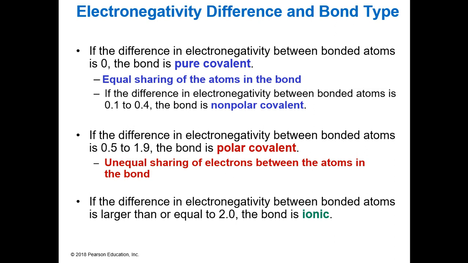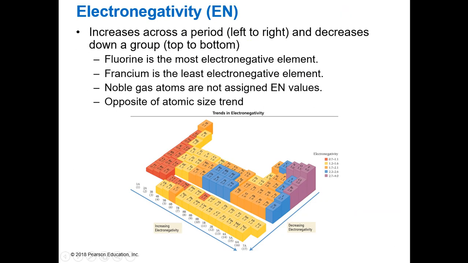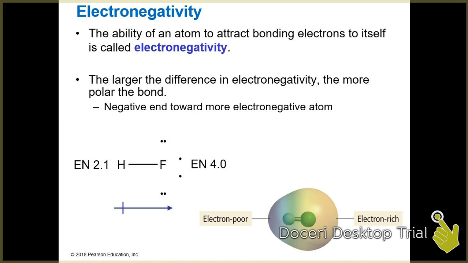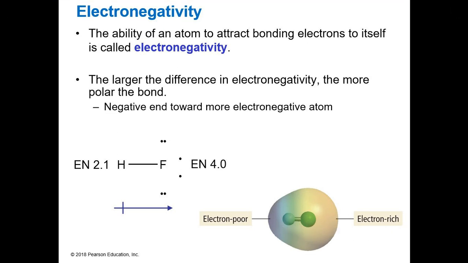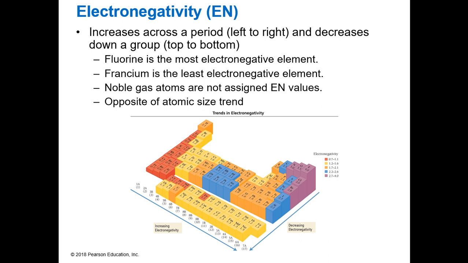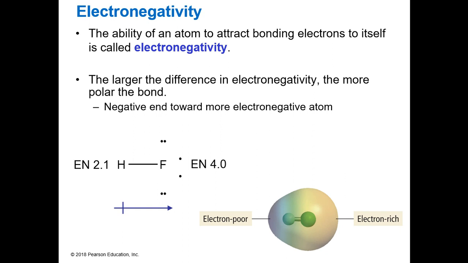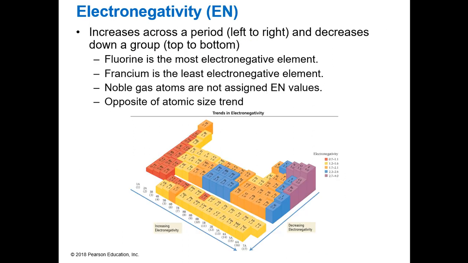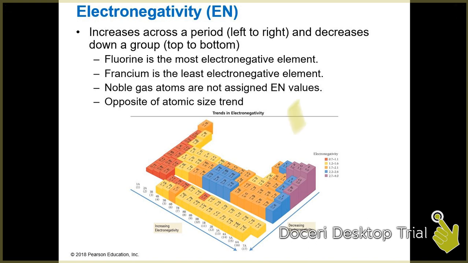How do you find the electronegativity difference? Let's look at HCl. Let me write it here. Here in the periodic table, I have HCl. What type of bond is this?